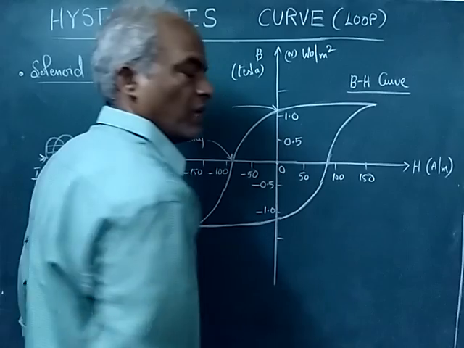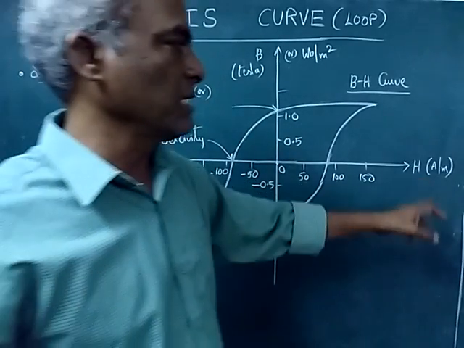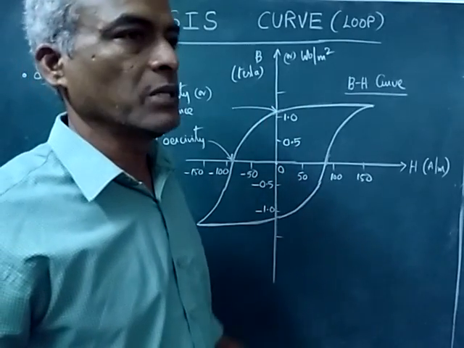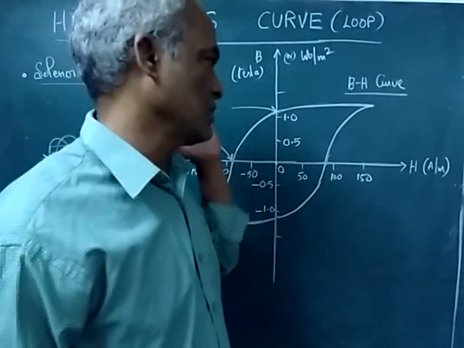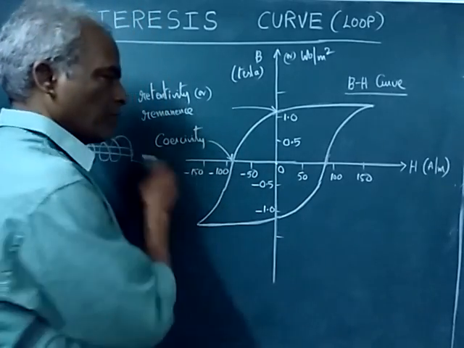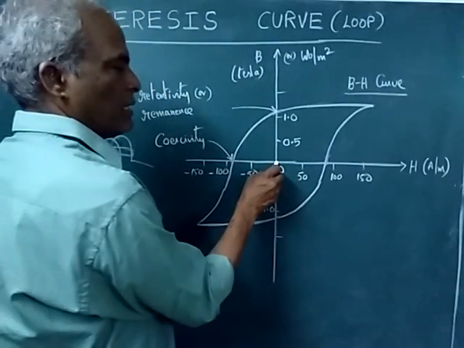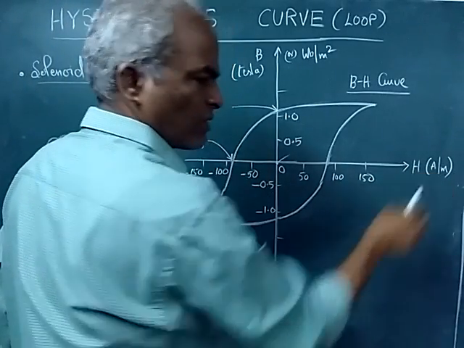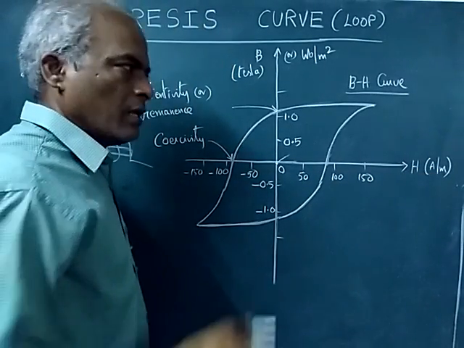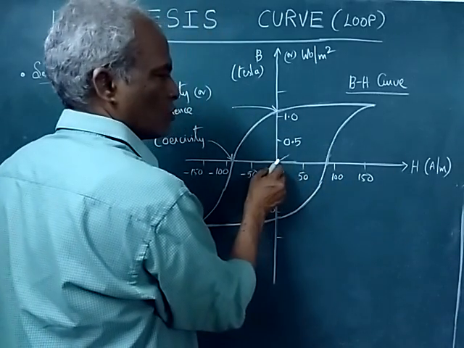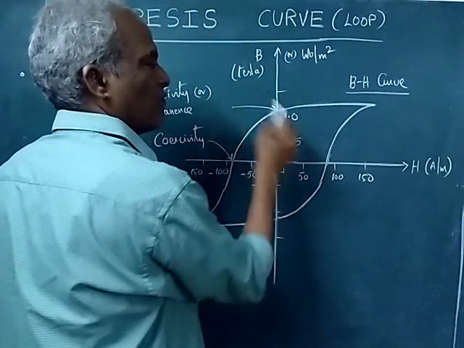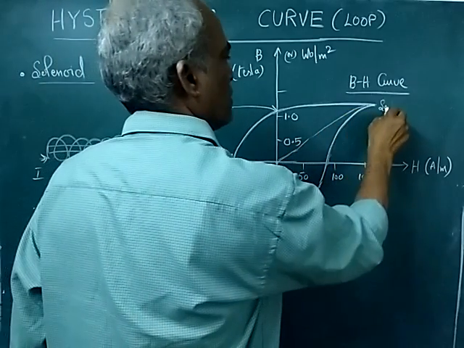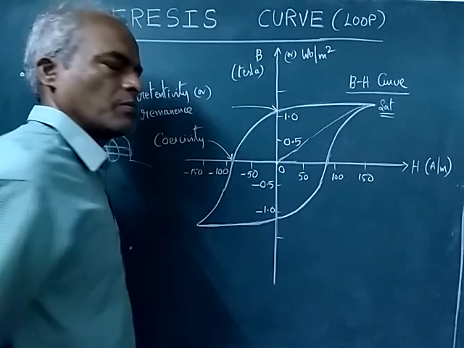On the x-axis we have H, the intensity of magnetization, in amperes per meter, and on the y-axis we have B, the magnetic flux density, in Webers per meter square, or Tesla. When you pass the current, it rises like this. Forget about the length. When the current increases, the magnetic flux density slowly increases and reaches a point called the saturation point.